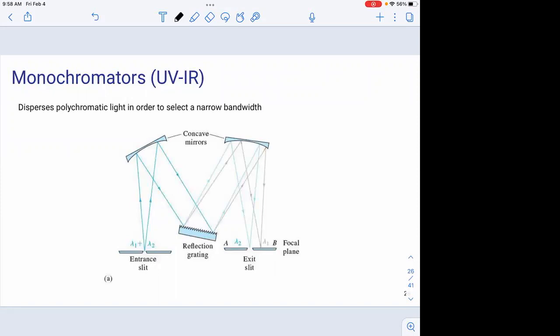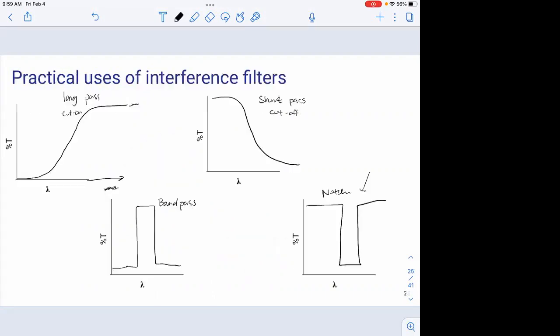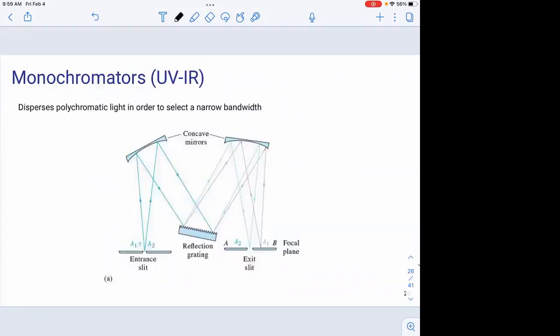The next type of wavelength selector that we should consider are monochromators, and this is a really commonly used wavelength selector. We'll talk about some particular modifications that you can make to change up this setup, but in general, the way a monochromator works is that it disperses polychromatic light in order to select a narrow bandwidth. And this is nice because rather than having a fixed bandwidth, monochromators can vary the bandwidth of light selected in real time, right? So these are pretty useful.